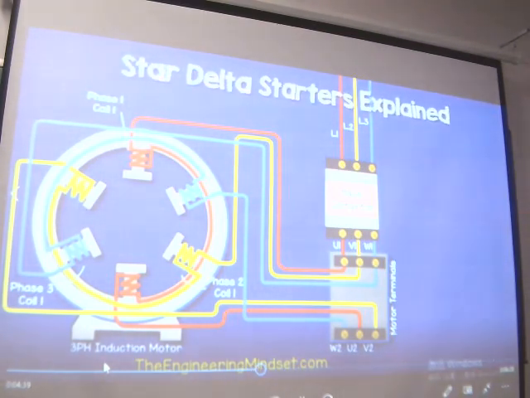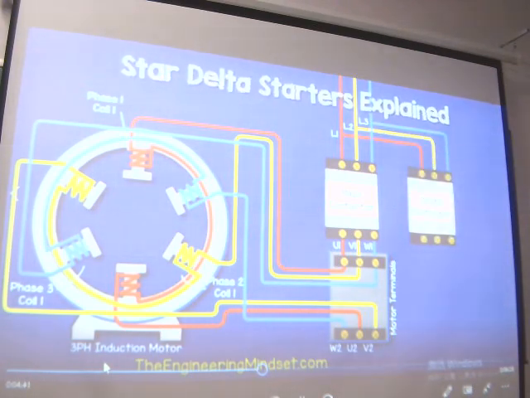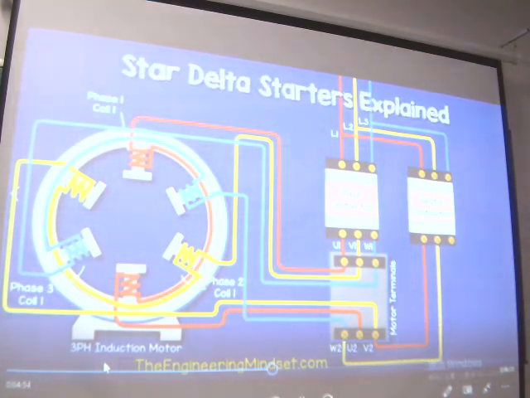We then take a second contactor, which will be used for our delta circuit, and we feed our three phases into this also. From here we connect our phase 1 to terminal V2, which is the phase 2 coil. Then we connect our phase 2 to terminal W2, which is the phase 3 coil. And finally, we connect our phase 3 wire to the U2 terminal, which is the phase 1 coil.